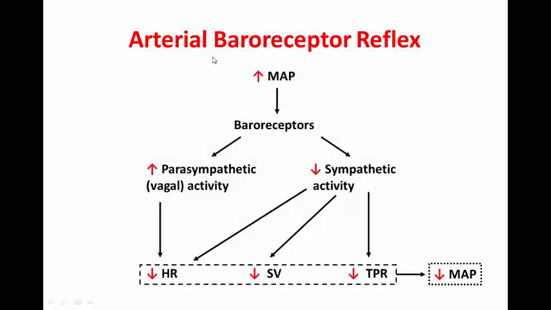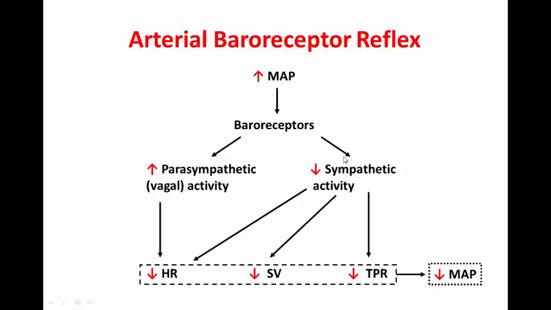Here we have again a summary of the arterial baroreceptor reflex. An increase in the mean arterial pressure increases the rate of firing of action potentials from the baroreceptors. So the cardiovascular centers in the medulla oblongata would receive high frequency action potentials, and they would know that the mean arterial blood pressure has increased.